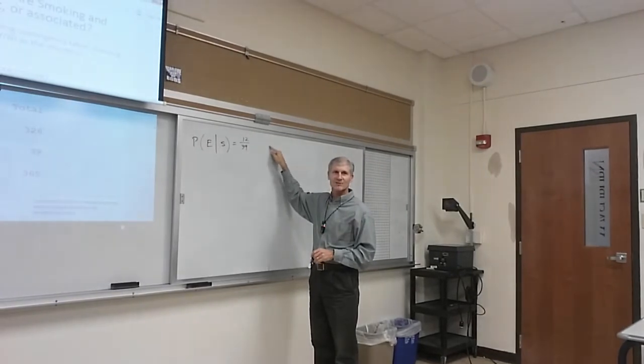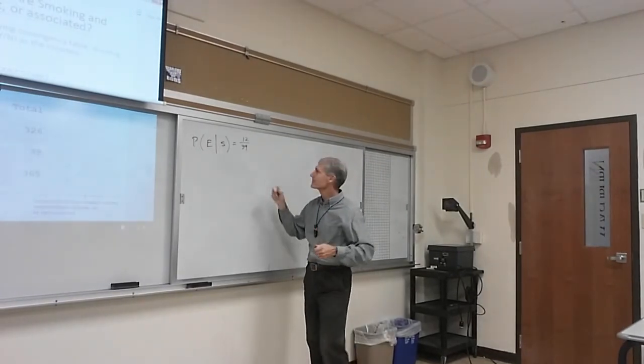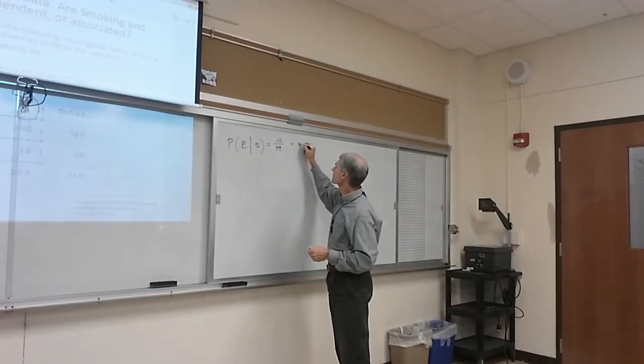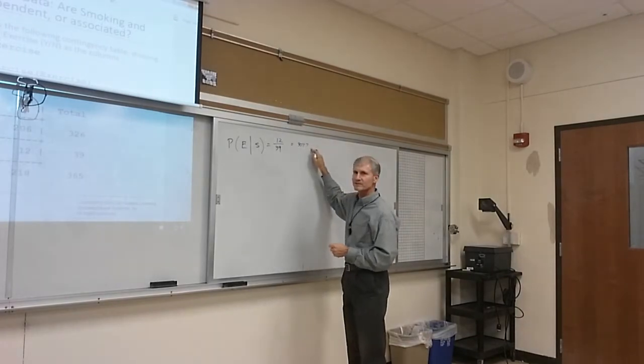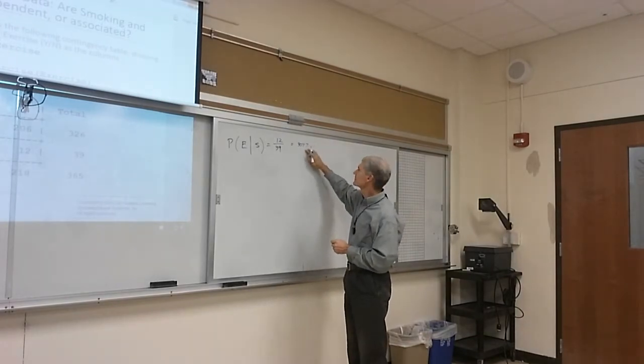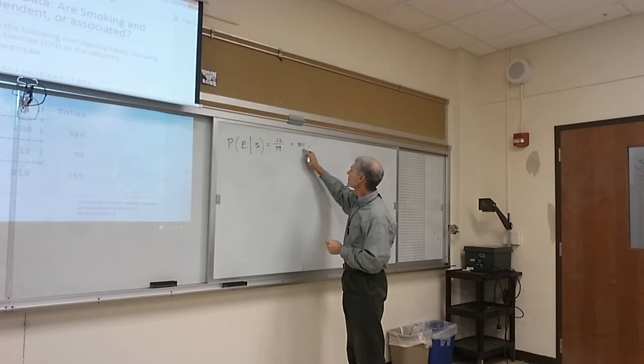Okay, give me this as a decimal. 0.3077. Give me one more place. It would be 0.30769. Okay?